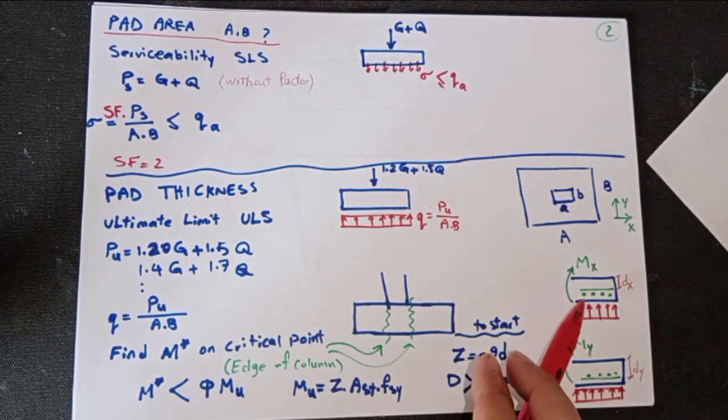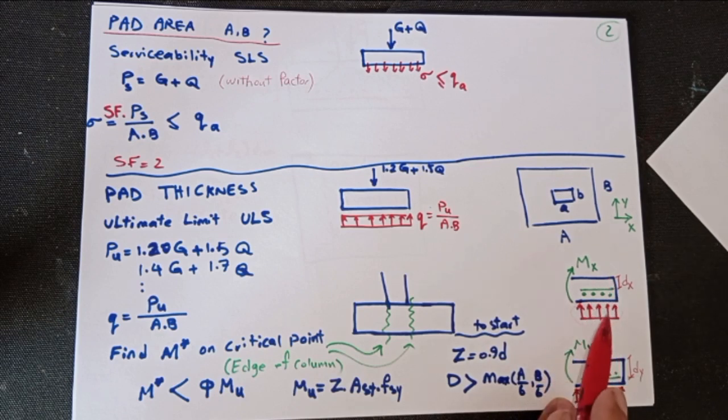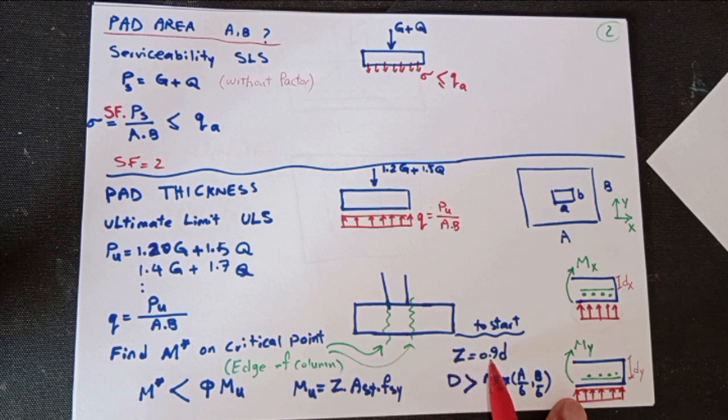And when you're going to design for reinforcement and depth, M star should be less than phi Mu. Mu is the ultimate capacity of the concrete section with reinforcement. If you are not going for a very accurate calculation, you can just follow this Z AST FSY for Mu. And if you start with Z equal to 0.9D, it is very accurate for your estimation to have the Z value. So you can go with Z 0.9D to find AST.